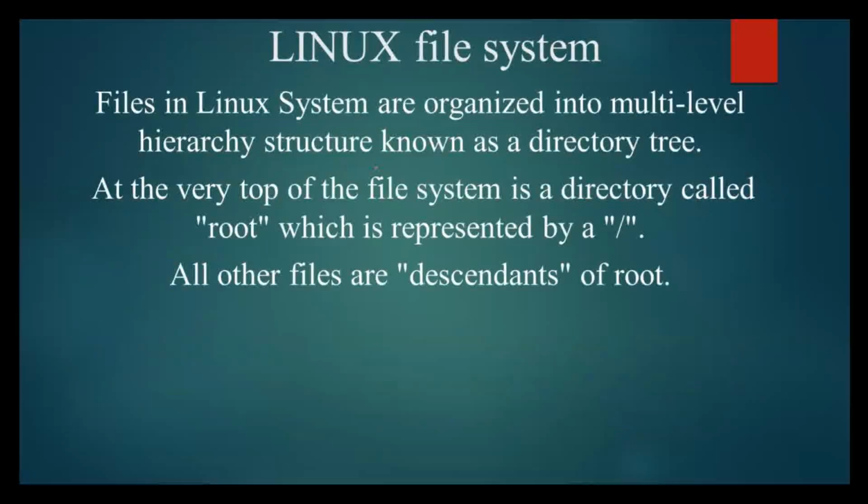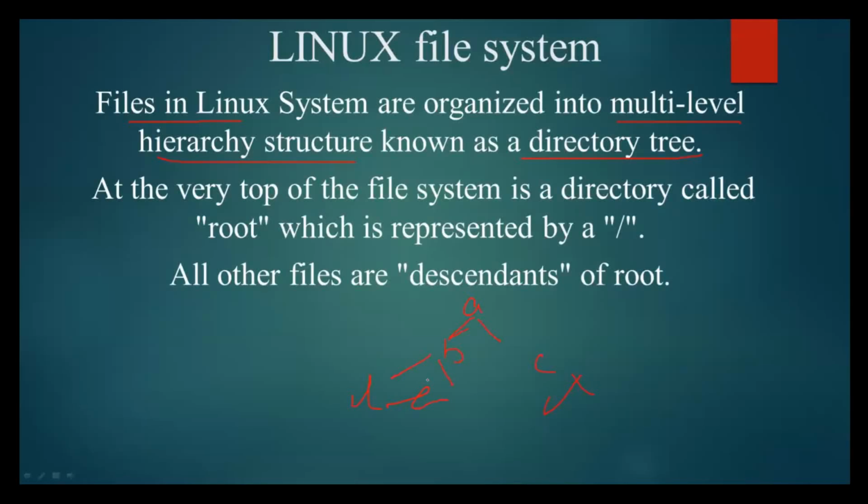Moving to the next one. Files in Linux systems are organized in a multi-level hierarchy structure, which is known as the directory tree. Suppose I have A; it will have children B and C, and those will again have children D and E. Based on that multi-level hierarchy, it has been arranged.